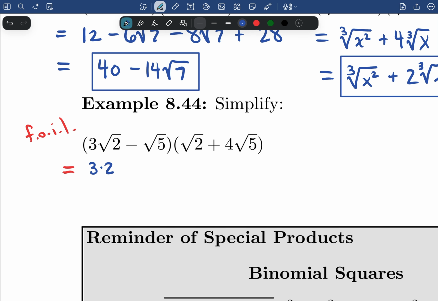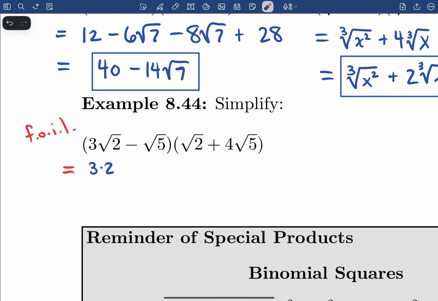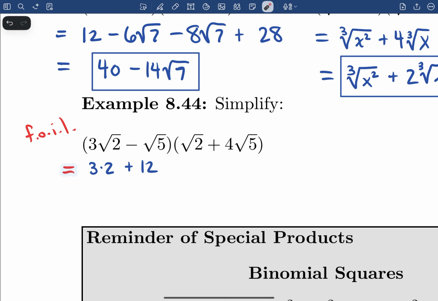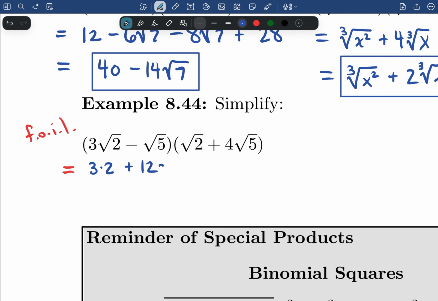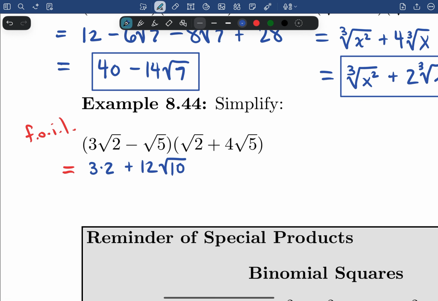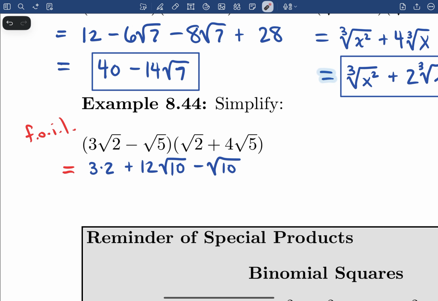So moving on, we're now going to look at multiplying the outer terms together. So the outer terms are 3 root 2 and 4 root 5. So let's multiply 3 times 4, and we get 12. And then let's multiply root 2 times root 5, and I'll use the product rule to turn them into root 10. Right? Root 2 times root 5 is root 2 times 5, or root 10. Now let's move on to the inner terms of FOILing, where we'll multiply negative root 5 times root 2, which gives me a negative root 2 times 5, which is root 10. Right? So I'm using the product rule again.